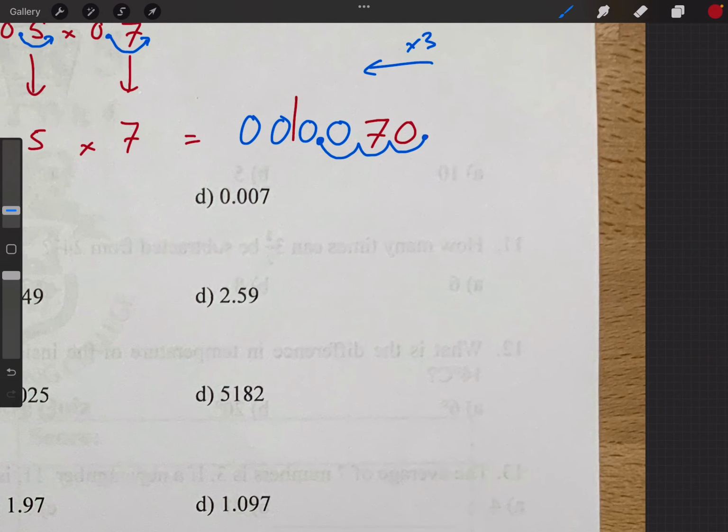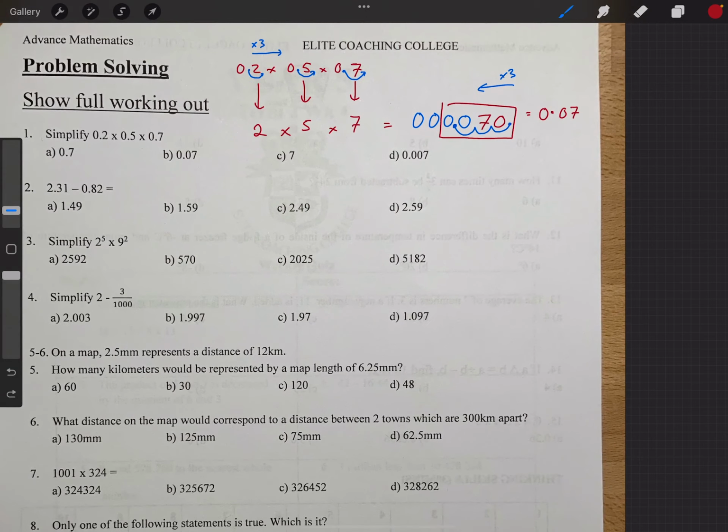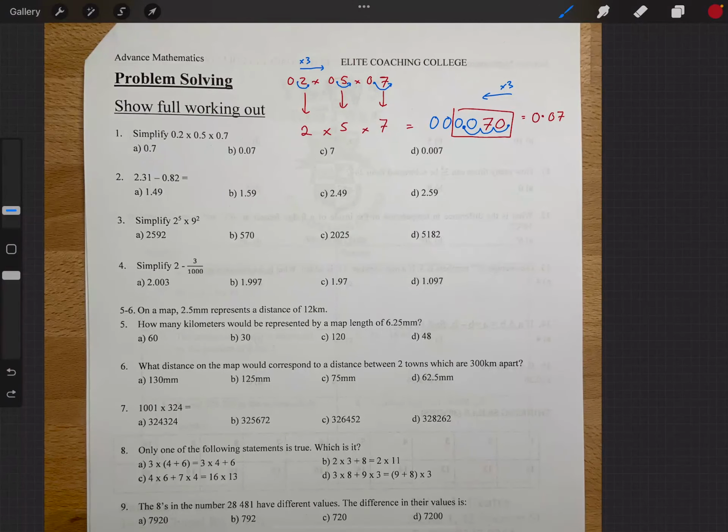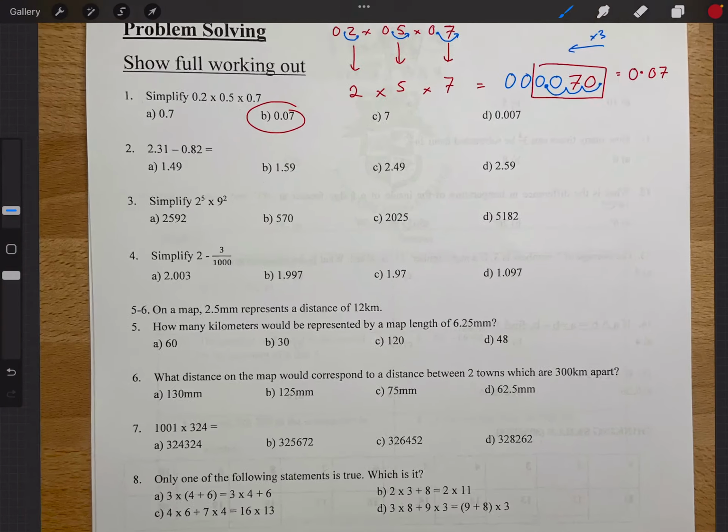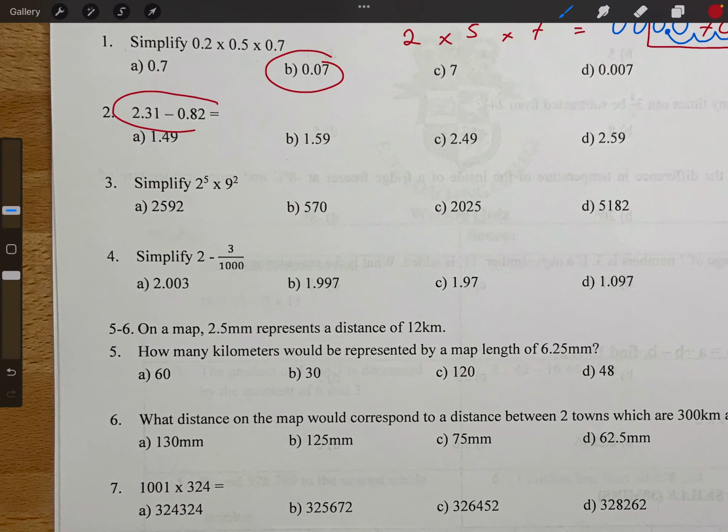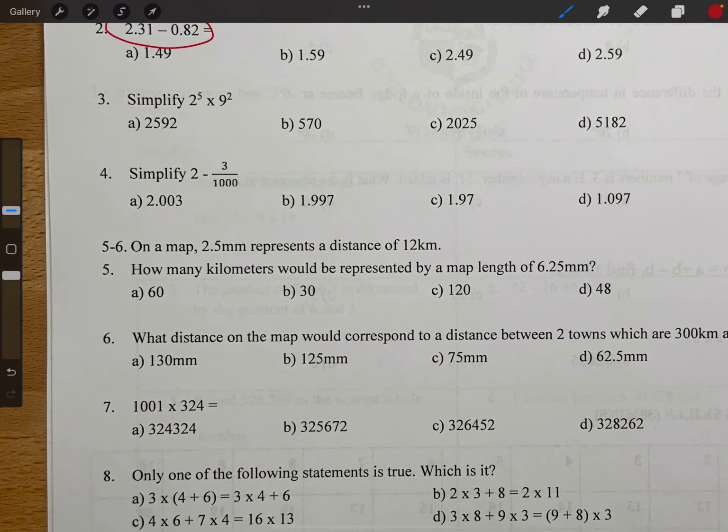So the answer is going to be this number here, equal to 0.07, and that's it. You can put a 0 there or not, doesn't really matter. And that's the answer. So there should be B. Okay, you can minus this by yourself. This is just two decimals minusing each other.